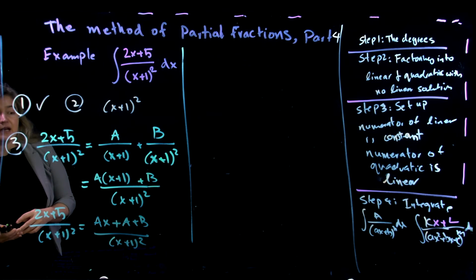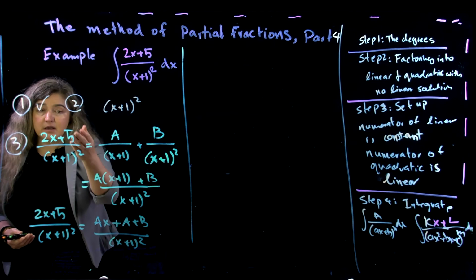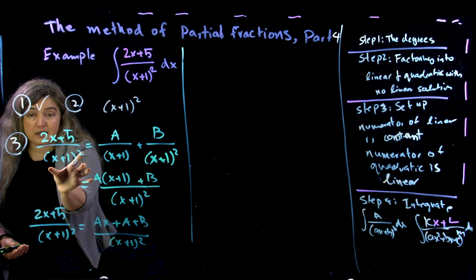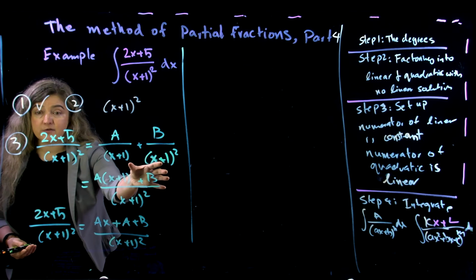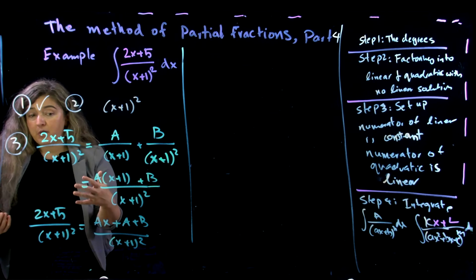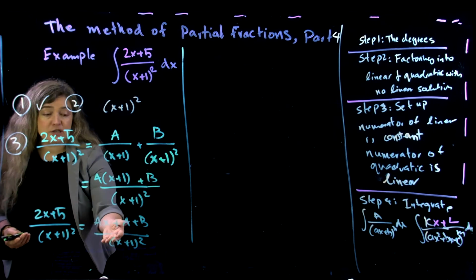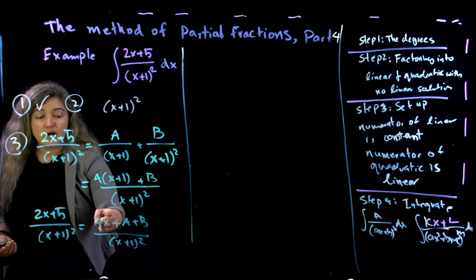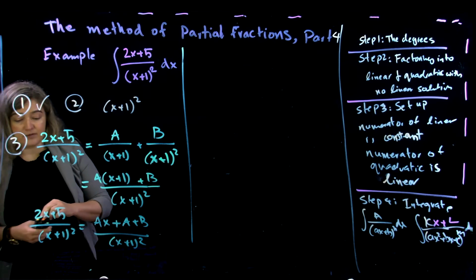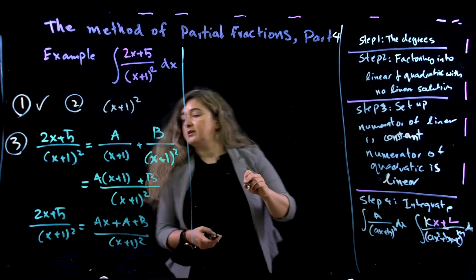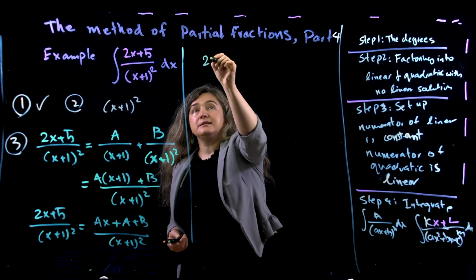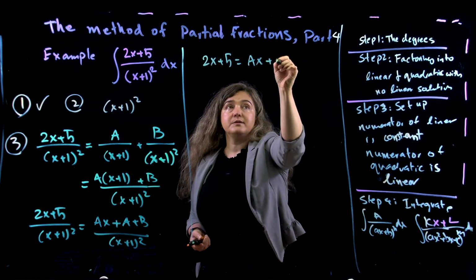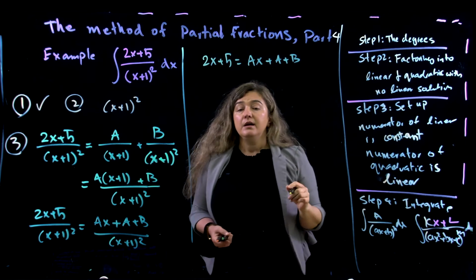Now, this is where I'm going. I want this integrand to be equal to these partial fractions, but the partial fractions add up to this fraction, and these two have the same denominator. Therefore, I have to set the numerators of the two equal to each other, and that would be setting 2x plus 5 equal to ax plus a plus b.